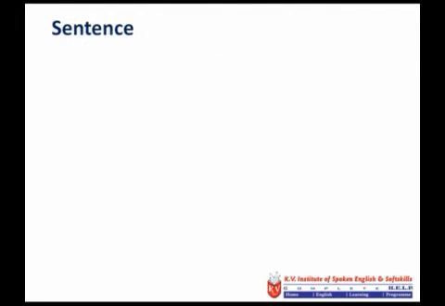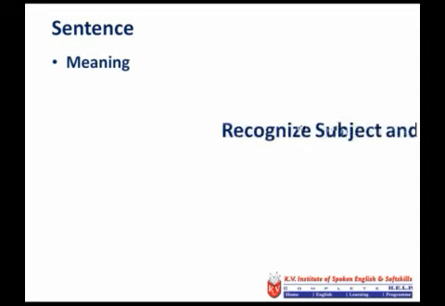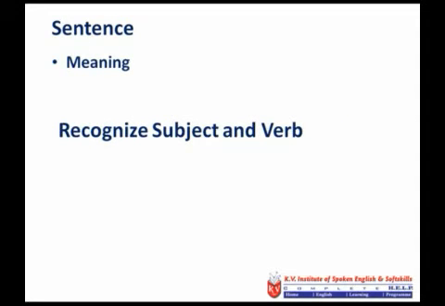Now, let us know what is a sentence. A sentence is a group of words with a subject and a predicate. When a subject and a predicate express a complete thought, it is called a sentence. To make sure your sentences are clear and complete, you should be able to recognize the subject and the verb in a sentence. By following the simple steps below, you would be able to easily identify subject and verb.